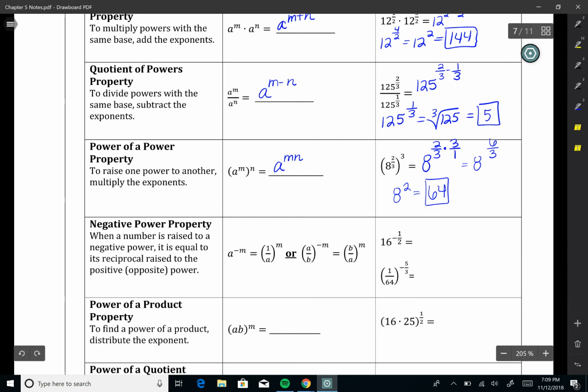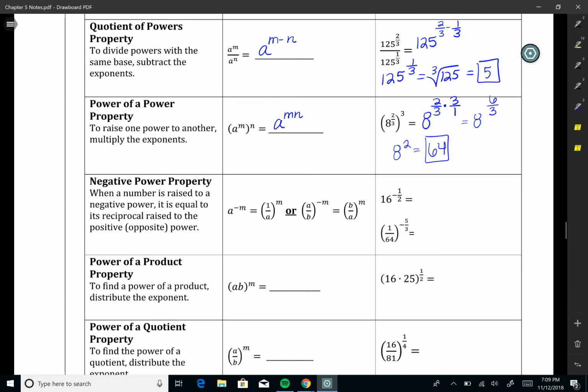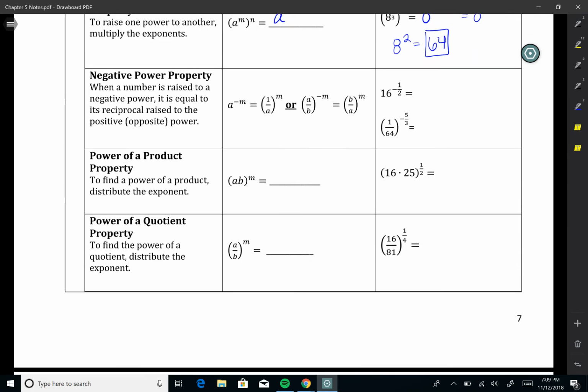Okay, negative power property. When a number is raised to a negative power, it is equal to its reciprocal raised to the positive or opposite power. So if I have a to the negative m, that's the same thing as 1 over a to the positive m, or a over b to the negative m is the same thing as b over a to the positive m. So let's look at this.